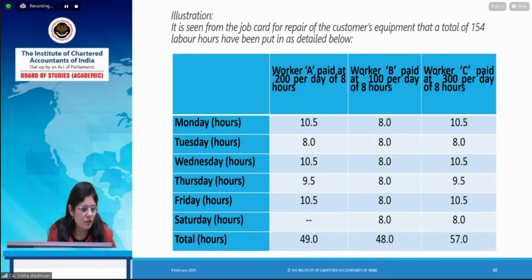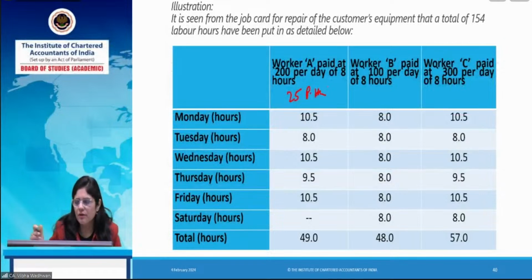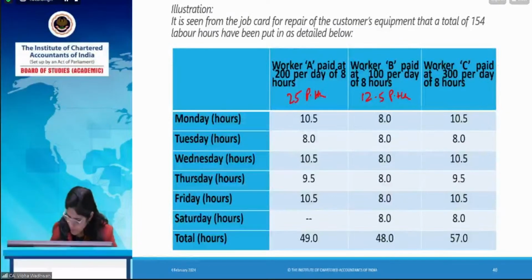Let everybody join. So take a note of this illustration. All right, so we can calculate per hour also. So 200 divided by 8, so 25 per hour. All right, and it's 100 divided by 8, so 12.5 per hour. So we can convert it into per hour. 300 divided by 8, it's 37.5 per hour.